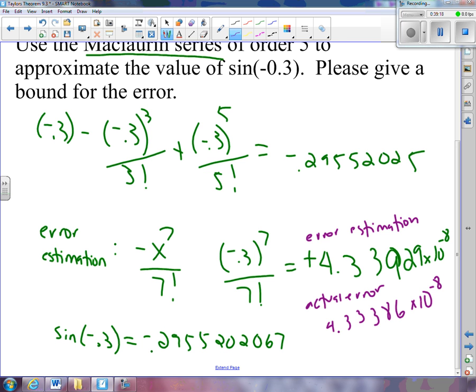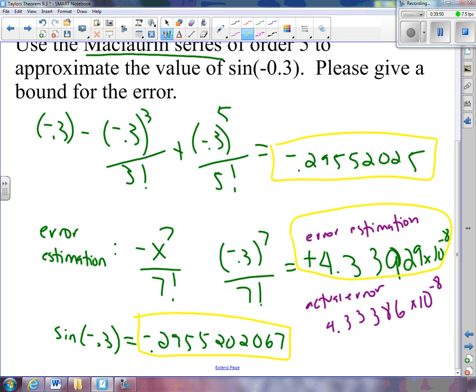So let's go through and talk about what all these numbers are. That's what our Taylor series approximation for sine of negative 0.3 was. That's our approximation. So this is our approximation of what sine of negative 0.3 is. This is what sine of negative 0.3 actually is. This was our error in our estimation. That's how much we estimated the error was going to be. This is our bound for error, meaning that our error can't be bigger than that.